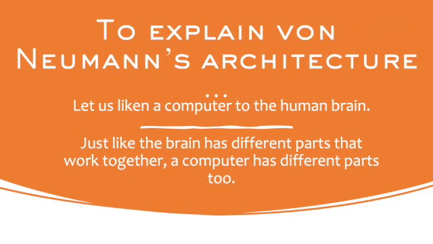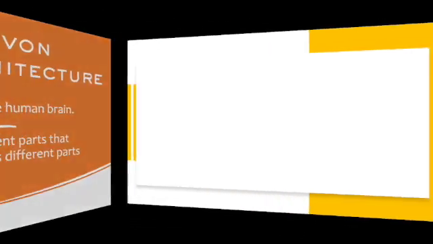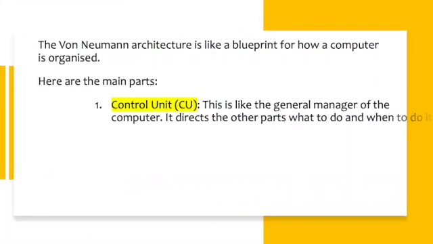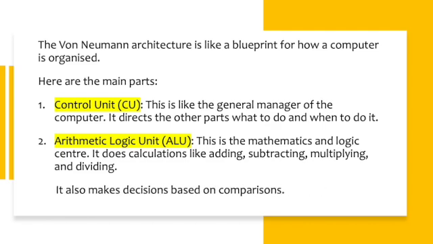To explain von Neumann's architecture, let us liken a computer to the human brain. Just like the brain has different parts that work together, a computer has different parts too. The von Neumann architecture is like a blueprint for how a computer is organized. Here are the main parts.